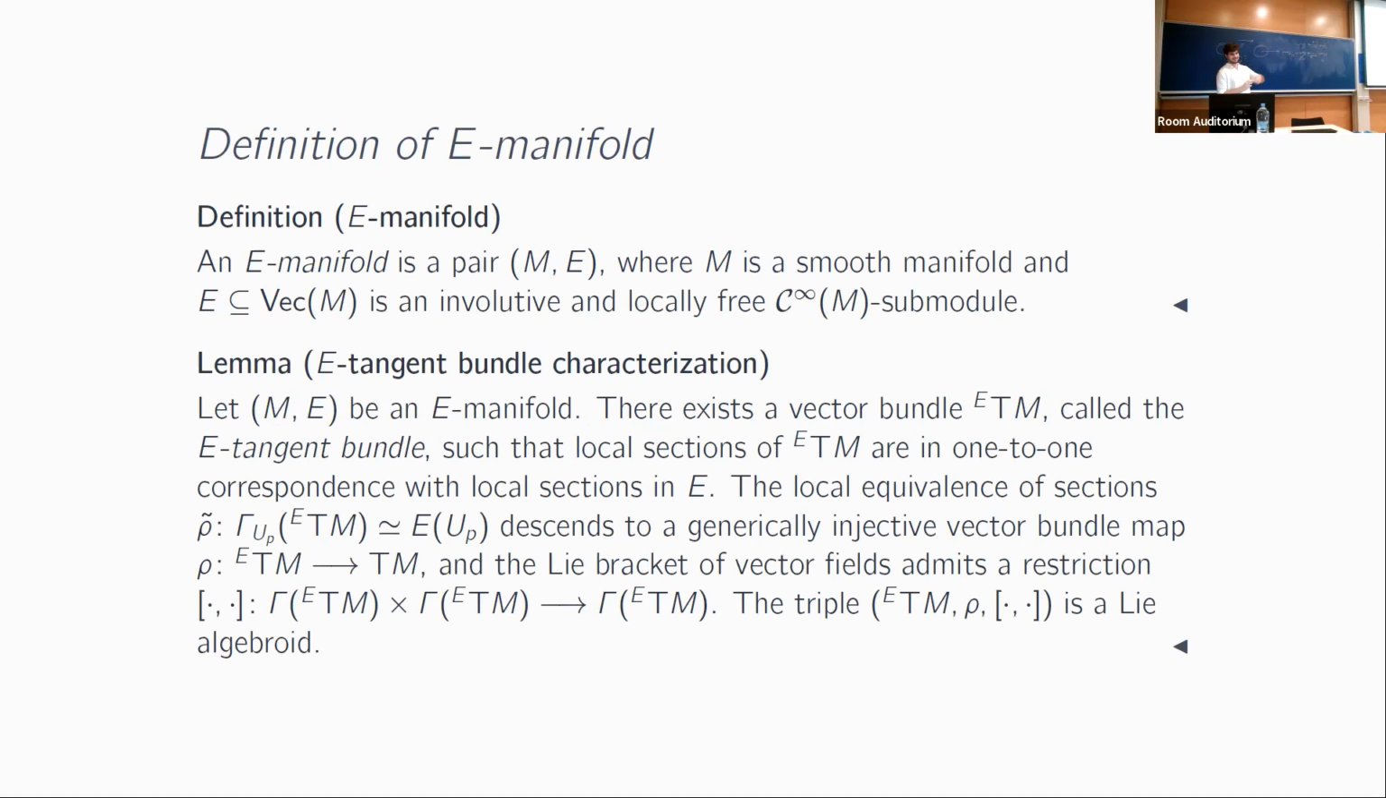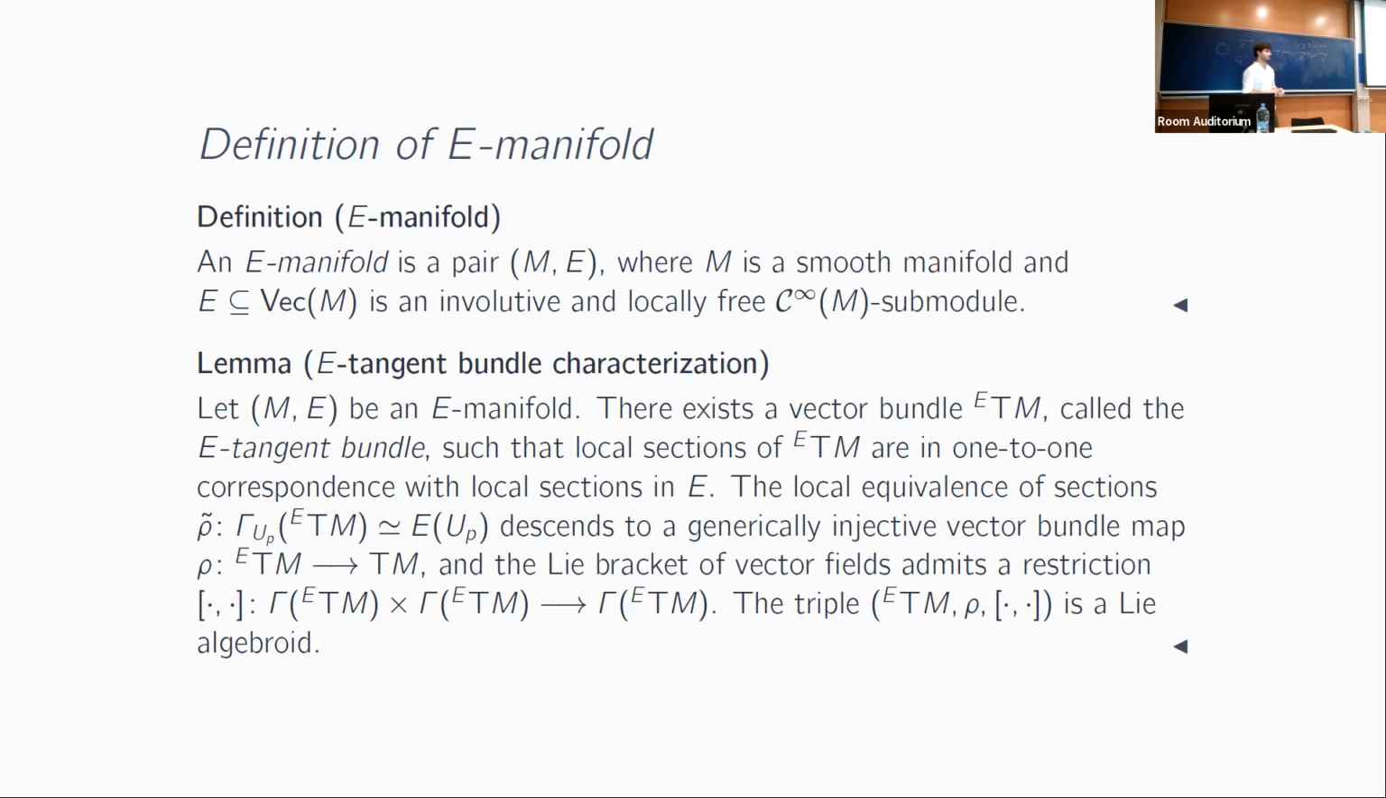An E-manifold is a smooth manifold with an involutive and locally free C-infinity submodule of vector fields. And we understand these vector fields to be the only true representatives of the motion of our physical system in the base space. This is a technical lemma, which uses Serre-Swan's theorem, which we have already heard sometimes during these talks. Because we have a locally free submodule, we can regard it as the set of sections of some vector bundle, which is called the E-tangent bundle.